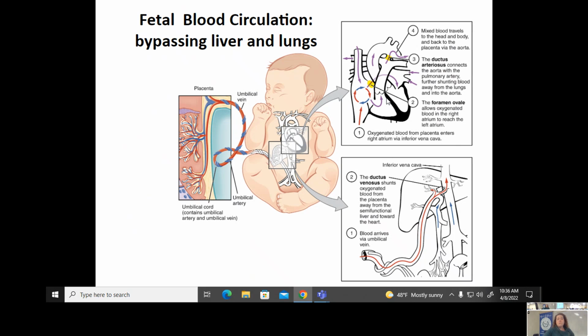So we are all born with a hole in our heart. It's a normal part of fetal development. And we are all born with blood bypassing the liver, because we don't need the liver to do anything with the blood yet.